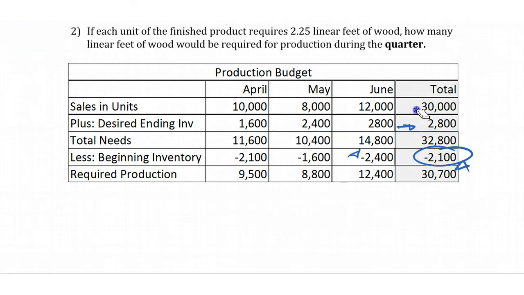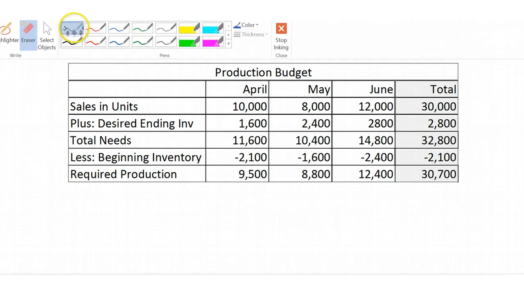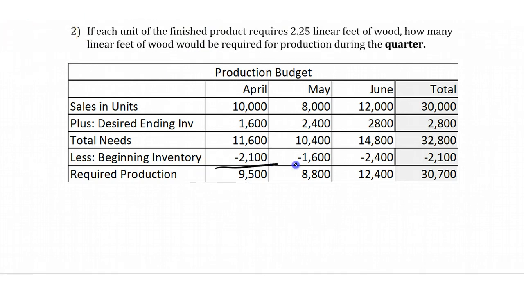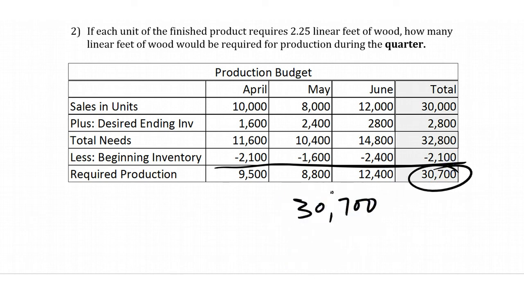All right, let's get rid of those scribbles. So we total these now, and our required production for April, May, and June are listed there. The total for the quarter is 30,700. And that's the answer for requirement 1.